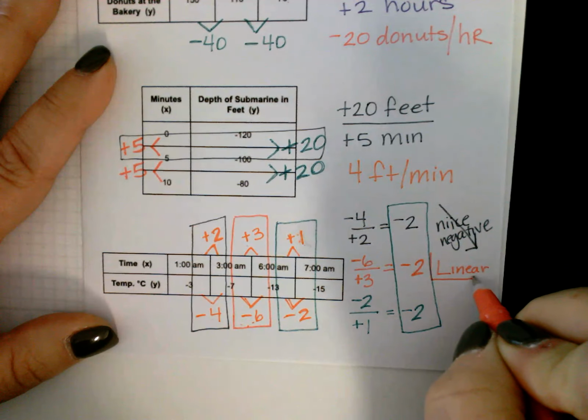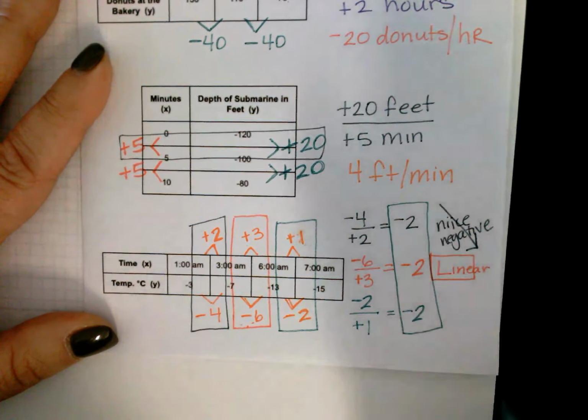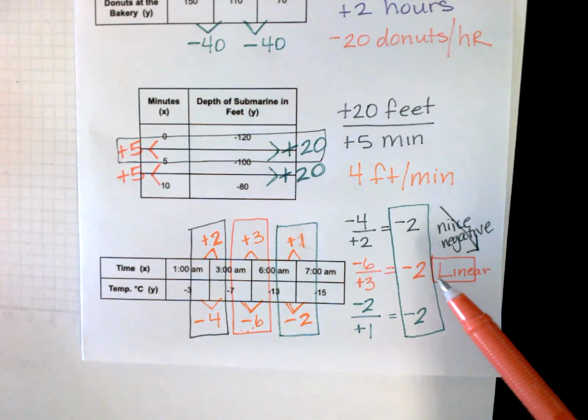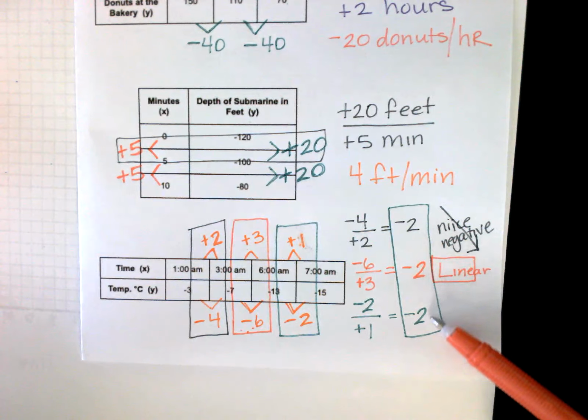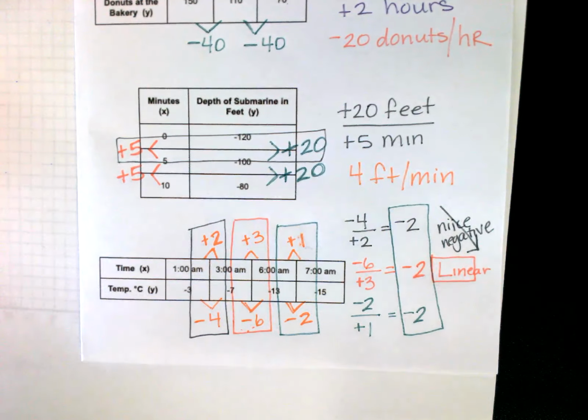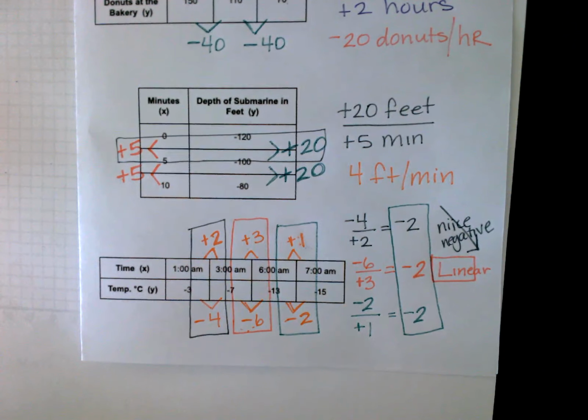When we graph this in a day or two or next week, we are all going to get perfectly straight lines with a constant rate of change of -2. Please glue or tape this in your notebook. Thanks for working so hard.